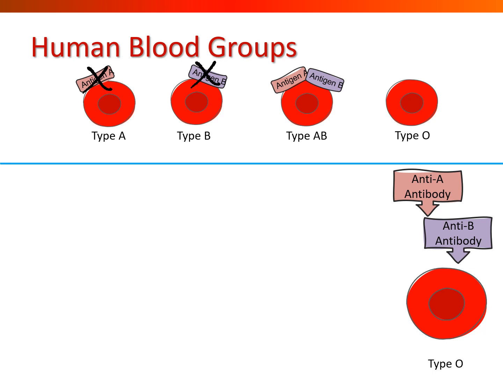What about blood type AB? Nope, there's a double no on that one because blood type AB has antigen A and antigen B, both of which would be attacked by the antibodies in blood type O's plasma. So that means that only O can give to O.